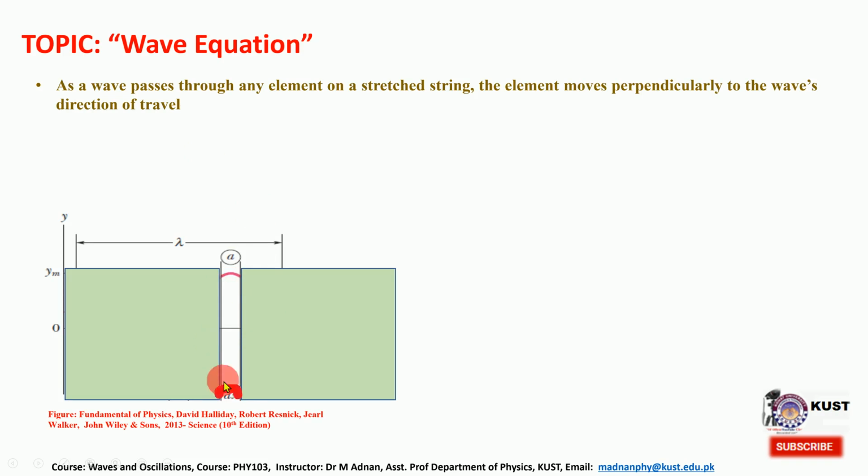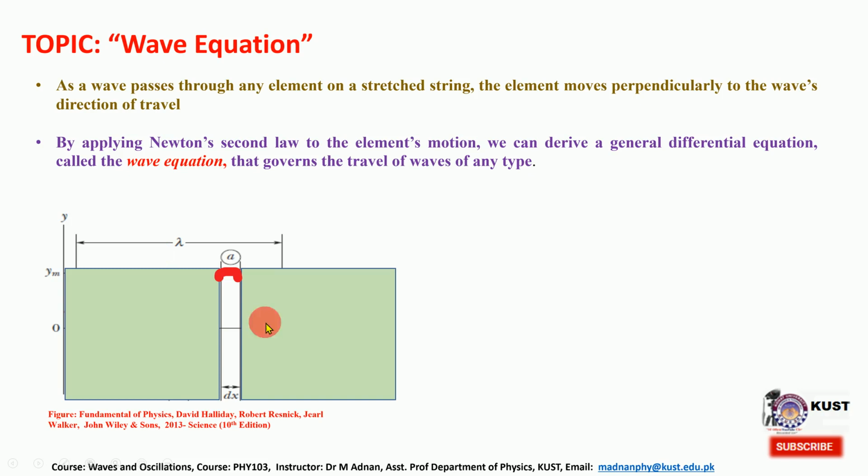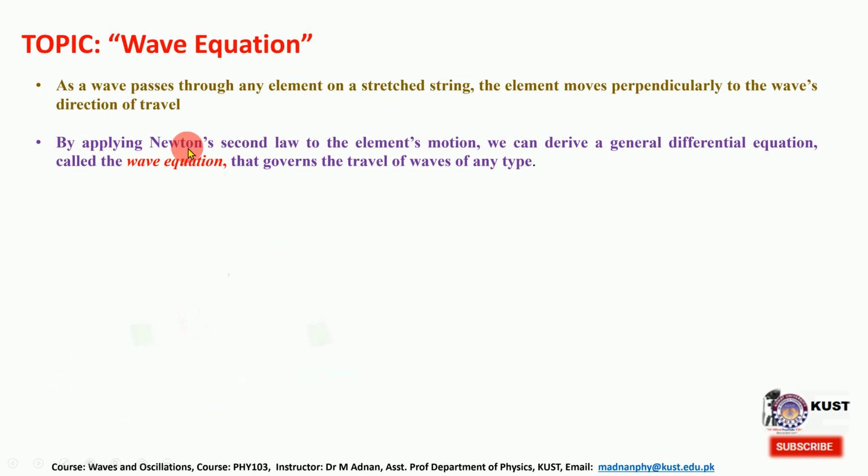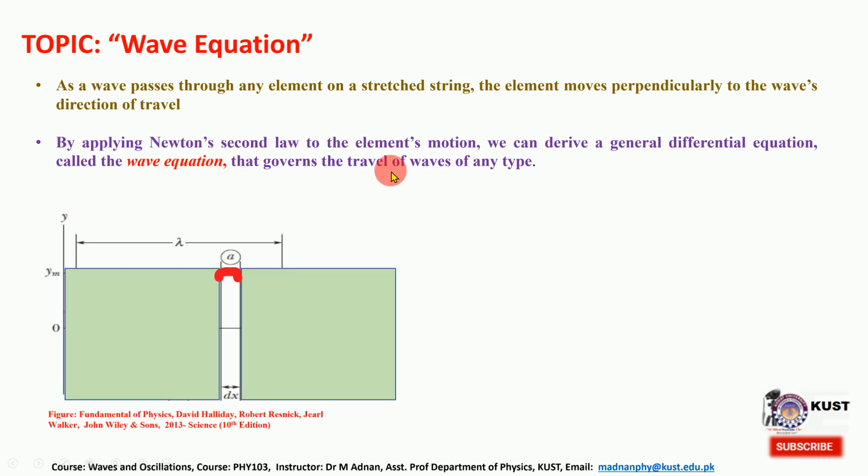So we will apply Newton's second law on this single element, for example, and then we will generalize it to derive an equation of motion. By applying Newton's second law to this element's motion, we can derive a general differential equation that is known as the wave equation, and that governs the traveling wave of any type. So we need to just consider this small element and apply Newton's second law.